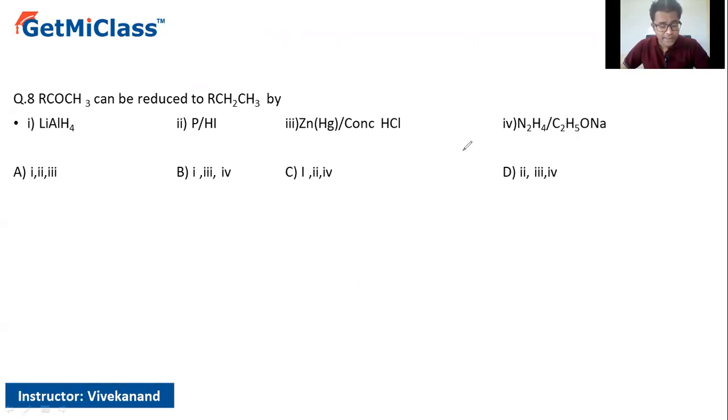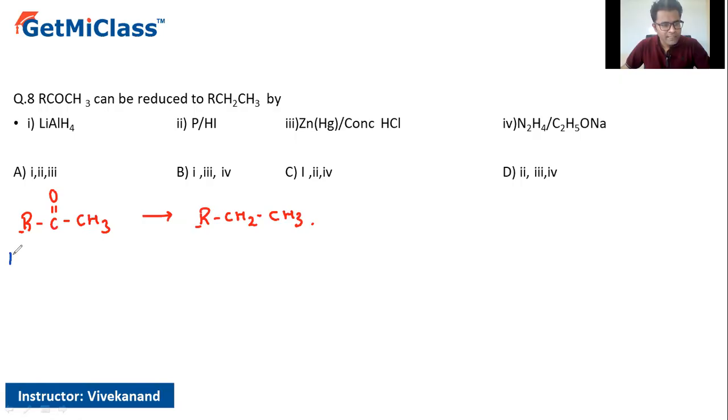Now, in this case, we need to select, as all the options say, the ones, possibly 3 of them, which have a tendency to reduce RCOCH3. If R is equal to H, that becomes an aldehyde in this case. So if we have R, C double bond O, CH3, this is what we are trying to reduce to R, CH2, CH3. This is what we are looking for, right?